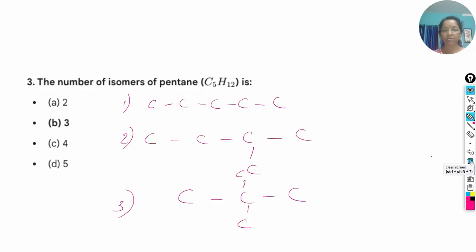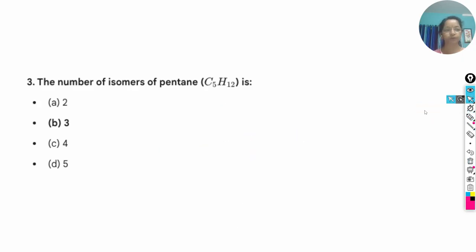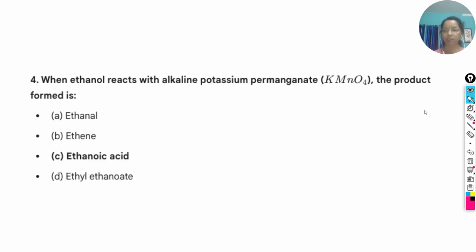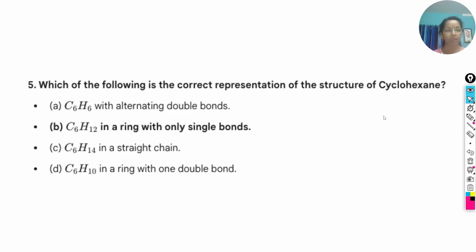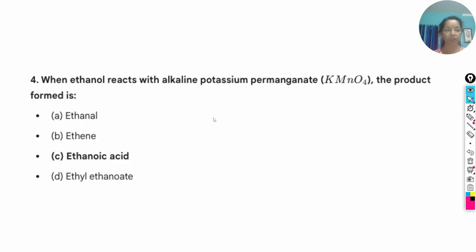So: long chain, 1 branch with 1 carbon, branch with 2 carbon. Only this is possible. So these are the 3. Now the next question: which of the following is the correct representation of the structure of cyclohexane? There it is giving explanation only.